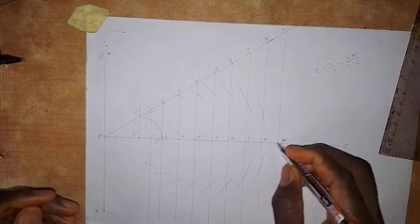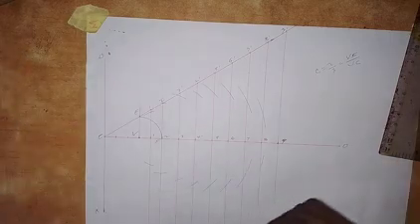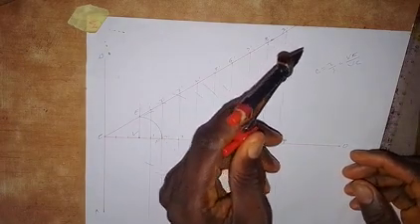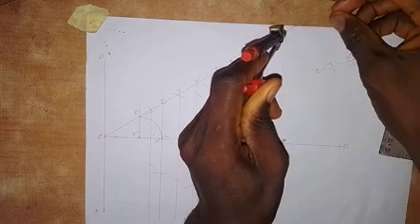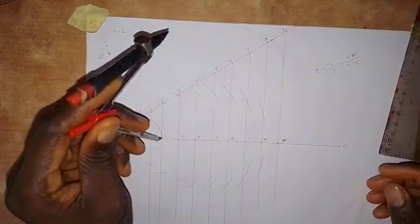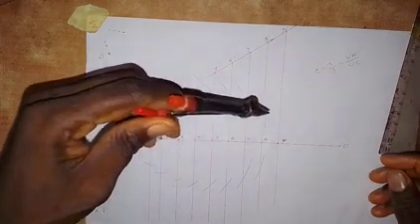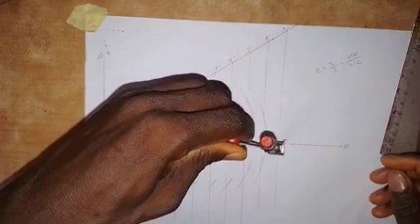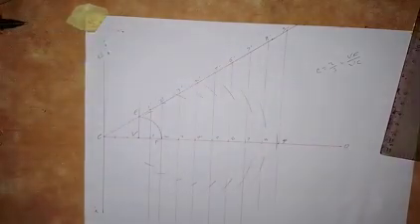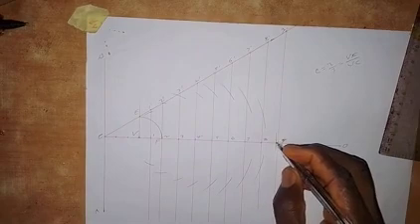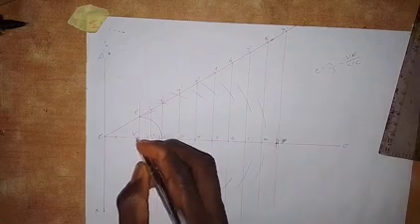This point here now is the second vertex. Let me just take the distance. If I take from 9 to 9 prime on this line, raise it up and put it at F, you can see that it almost touches. So this point here is important. This point now is the second vertex, V2, while this one is V1. Let's take note of that.